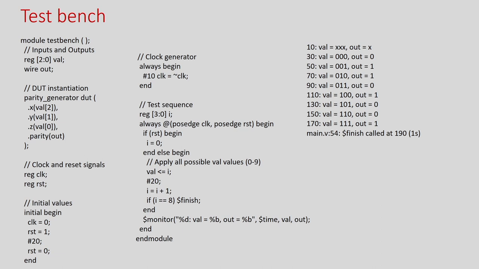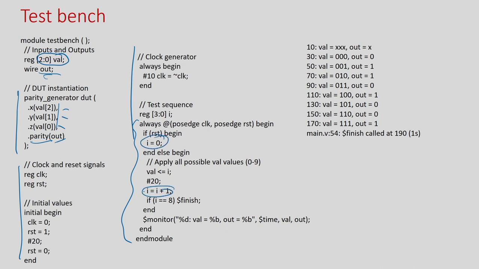For the test bench also, I again keep a 3-bit input value and store the output parity in out. Here I instantiate this parity generator module and connect the values correctly to each bit, and then connect the output parity to the output wire. The part that generates the clocks and initializes I have already discussed. In the part where I give the actual values, I start from 0 and give all values of i from 0 to 7, and whenever I reach 8, I'll stop. I'm going to monitor the output parity bit and the corresponding input value whenever the value changes.